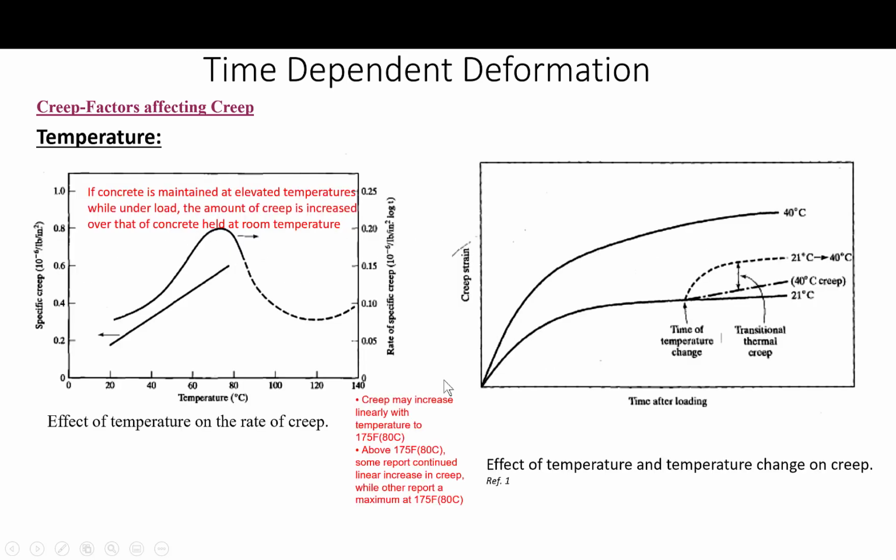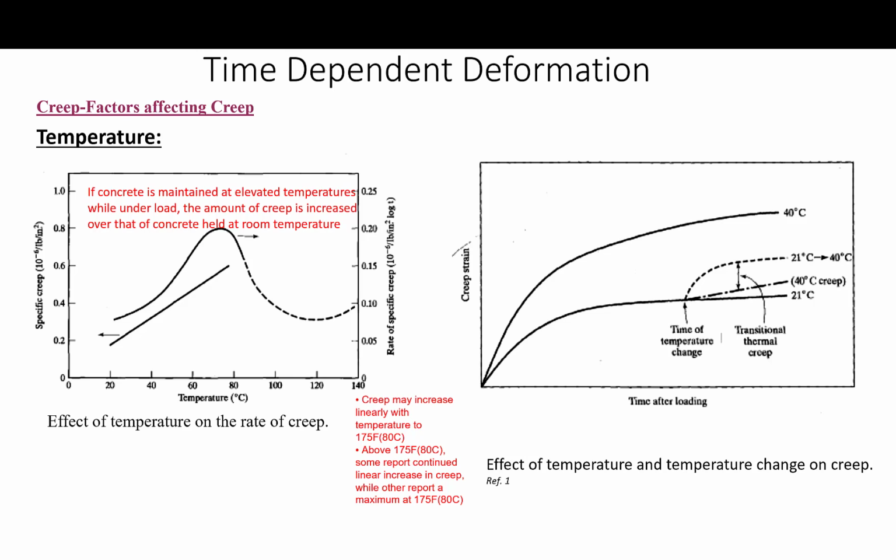The temperature also influences creep. If concrete is maintained at elevated temperatures while under load, the amount of creep is increased over that of concrete held at room temperature, as you can see in the figure here. Creep increases approximately linearly with the temperature up to about 80 degrees Celsius, which is 175 Fahrenheit, where it is about three times the value at ambient temperature.